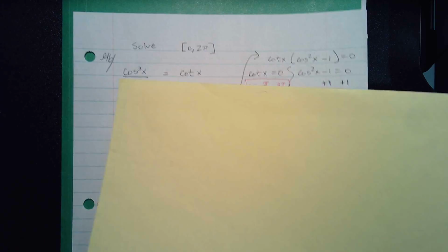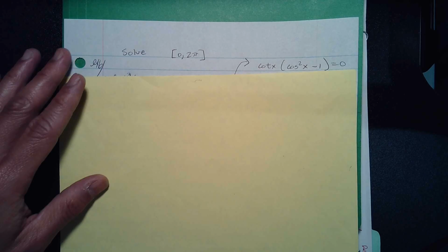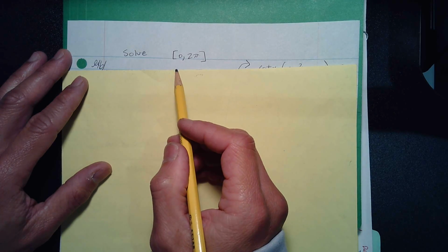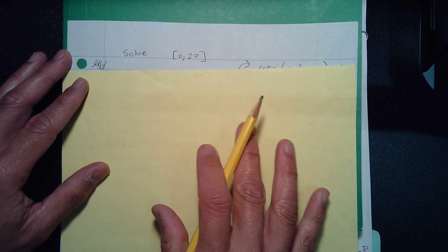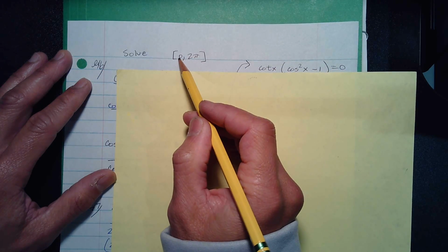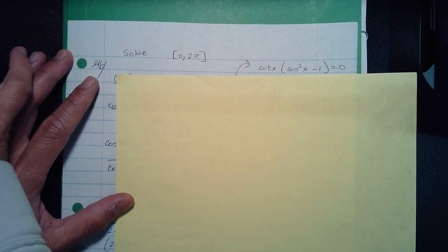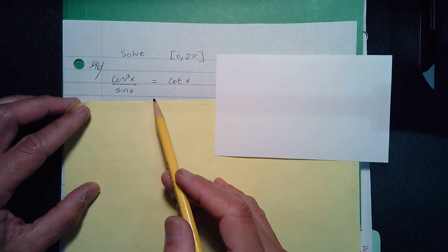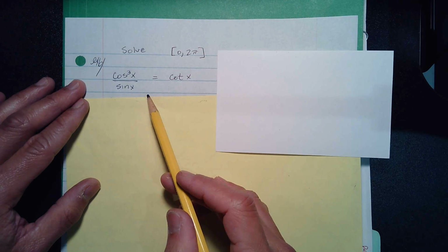Examples 6 and 7 we have to solve. Now when we solve trig functions, since trig functions are waves and they continue, we'll have an infinite number of solutions. So I just want to focus on solutions from 0 to 2 pi. So when we solve, we just want answers between 0 and 2 pi. Okay, so here is our first equation. We're going to solve for x.